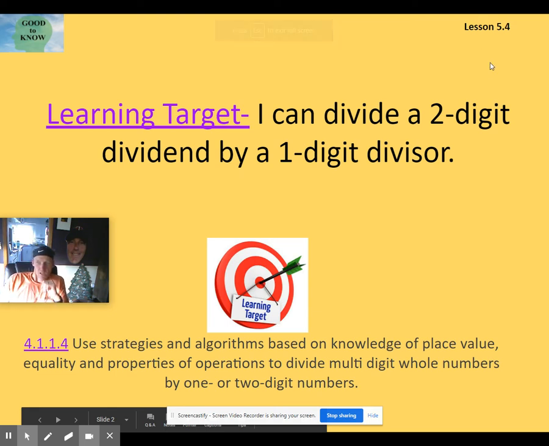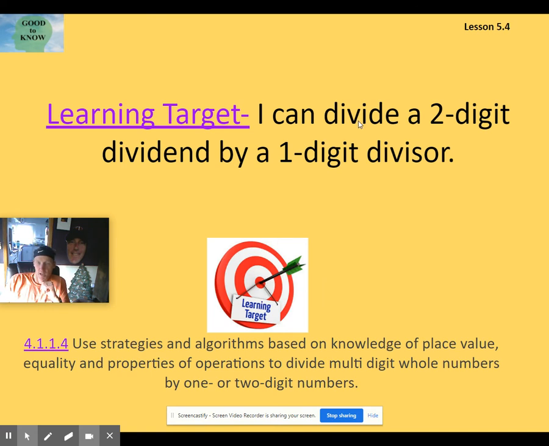We are starting long division today. We're going to be able to take a two-digit number, that's going to be our dividend, what we're dividing up, and divide it by a single-digit divisor.